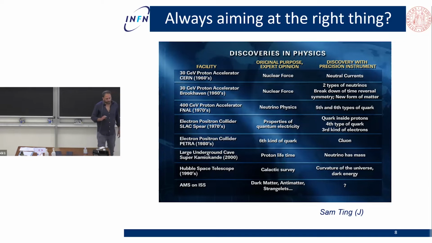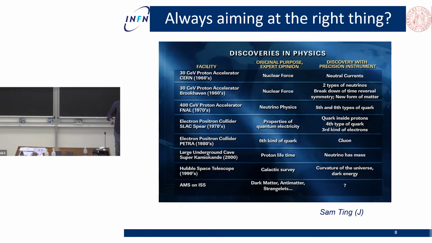The first one is a slide that I took from Professor Ting, who got the Nobel Prize for discovering the J/psi. He shows this slide every time he gives a talk. It is quite relevant, because it lists all the experiments that discovered new physics in the second half of the last century, demonstrating essentially that the experiments were meant to do something else with respect to the physics topic that led to a major discovery.